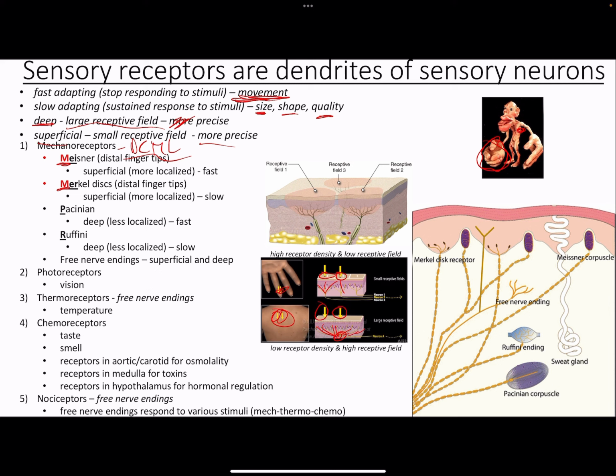And then you think about, okay, well, who's first in the alphabet? M-E-I or M-E-R? M-E-I, that's first. So that is the fast one. And it is superficial because it's not that deep in the alphabet. This is a superficial fast receptor.